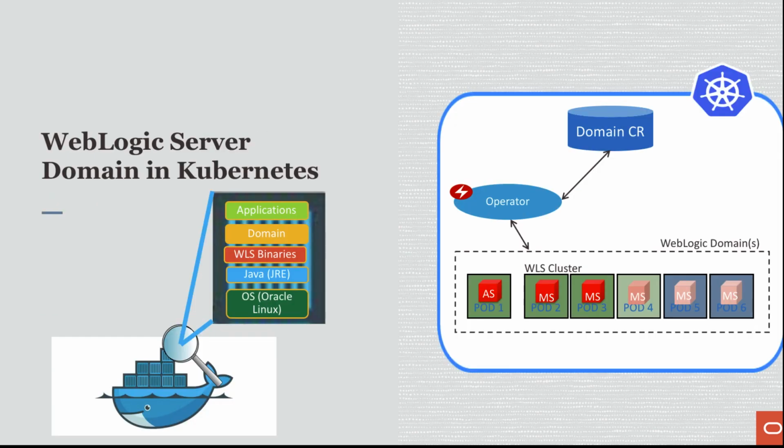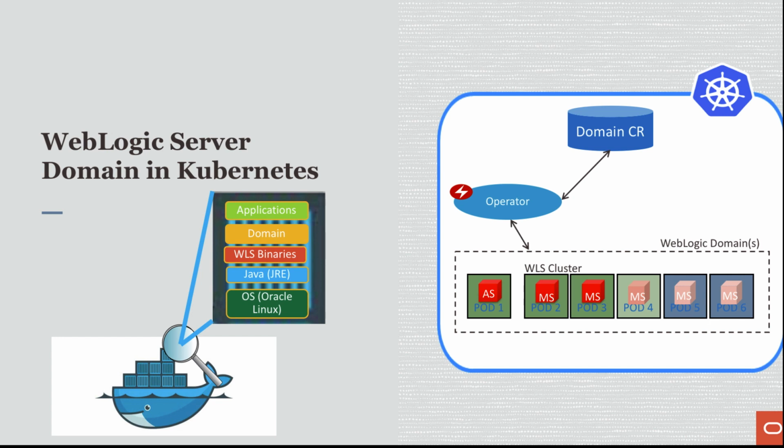Today I'm going to demonstrate the model that we call domain home in image. It consists of a Docker image that has an OS layer, the JDK or server JRE, the WebLogic binaries, the domain configuration, and applications deployed to that domain.